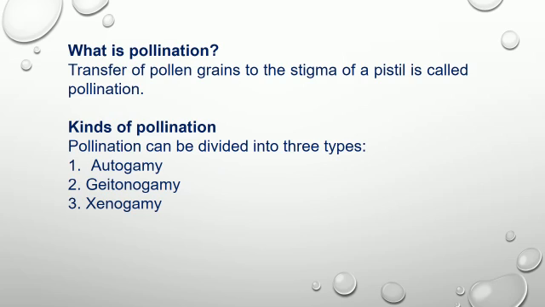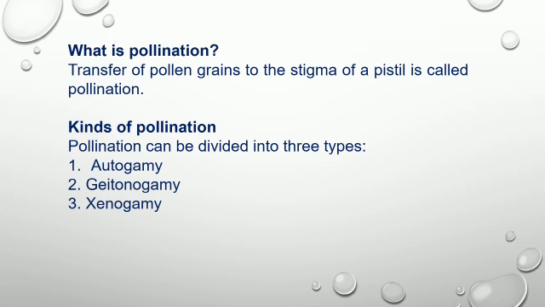In our previous class, you learned that the male and female gametes in flowering plants are produced in the pollen grains and embryo sac respectively. As both types of gametes are non-motile, they have to be brought together for fertilization to occur. How is this achieved? Pollination is the mechanism to achieve the objective. Transfer of pollen grains to the stigma of a pistil is termed pollination.